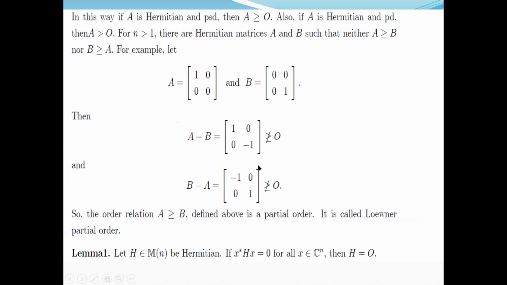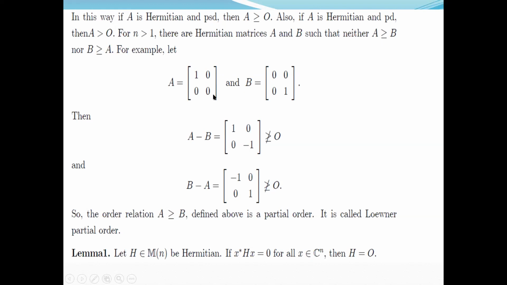In this way, if A is Hermitian and positive semi-definite, then we can write A greater than or equal to 0. If A is positive definite, in short, we can write A is strictly greater than 0. For n equal to 1, this is a total order. But for n greater than 1, there are matrices for which neither A is greater than or equal to B nor B is greater than or equal to A.